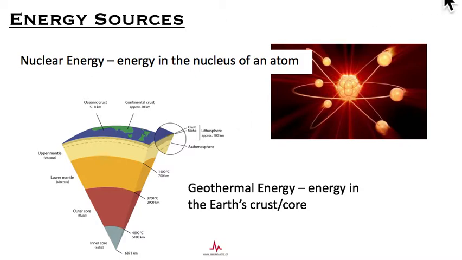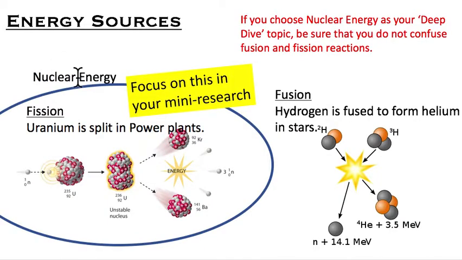Ladies and gentlemen, this video is going to give you a short intro to nuclear energy and geothermal energy. Nuclear energy is the energy stored in the nucleus of an atom, and geothermal energy is energy stored in Earth's crust or core. There are actually two forms of nuclear energy, or two ways that nuclear energy can be released: nuclear fission and nuclear fusion.